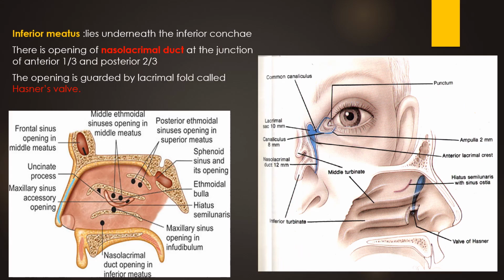Now the last meatus that is left is the inferior meatus, which of course lies underneath the inferior concha, and here you can see the nasolacrimal duct opens into the inferior meatus. This is the nasolacrimal duct, which is basically the continuation of the lacrimal sac, draining lacrimal fluid from the eye and carrying this fluid into the nasolacrimal duct, which opens into the inferior meatus below the inferior concha. Just at the opening of this nasolacrimal duct there is a mucosal valve, known as the valve of Hasner. So the opening related to the inferior meatus is the nasolacrimal duct.